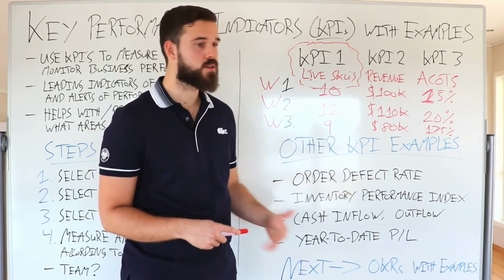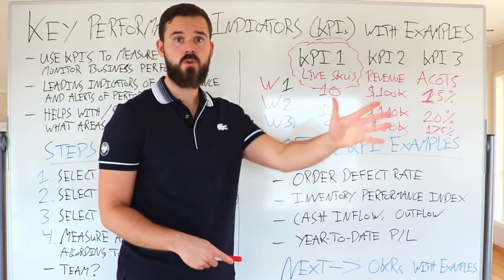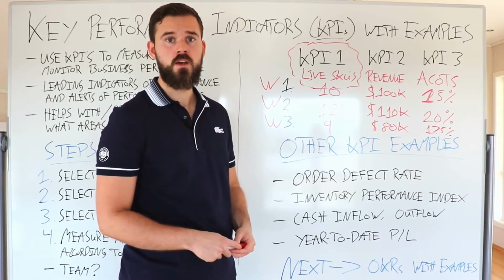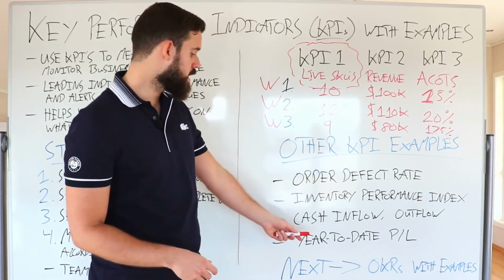Same goes with outflow. So that's not the money you owe, but the money that actually goes out of your bank account, and when it does, that's when it's tracked. So that could be another good KPI. So inflow and outflow. Year-to-date profit and loss.